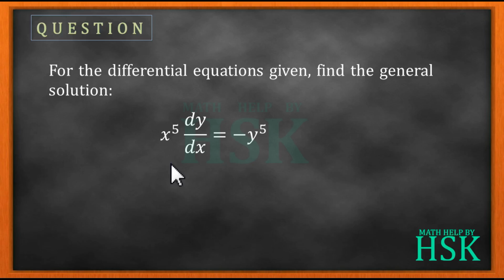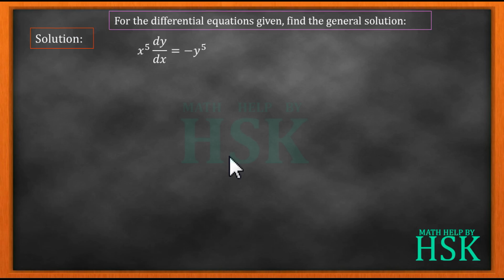So we have been given this differential equation, x raised to the power of 5 into dy by dx is equal to minus y raised to the power of 5. For this differential equation we have to find the general solution. So let us see how we are going to solve this question.